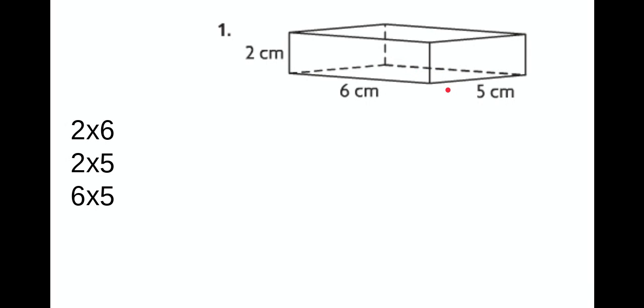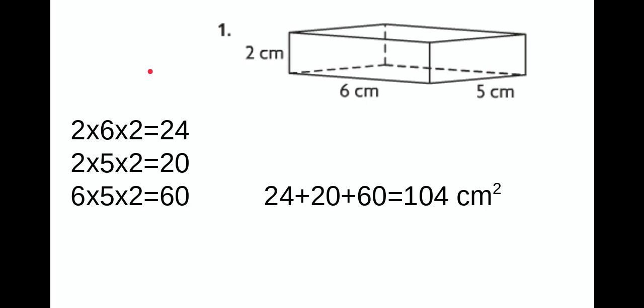So remember, each one of these is also doubled, okay, because they have a matching congruent side. So you have your 2 by 6 side, there's 2 of those. Your 5 by 2 or your 2 by 5 side, there's 2 of those, and your 6 by 5 side, there's 2 of those. So go ahead and double those. Now we got to find the product of each one of those. So that's 24, 20, and 60.